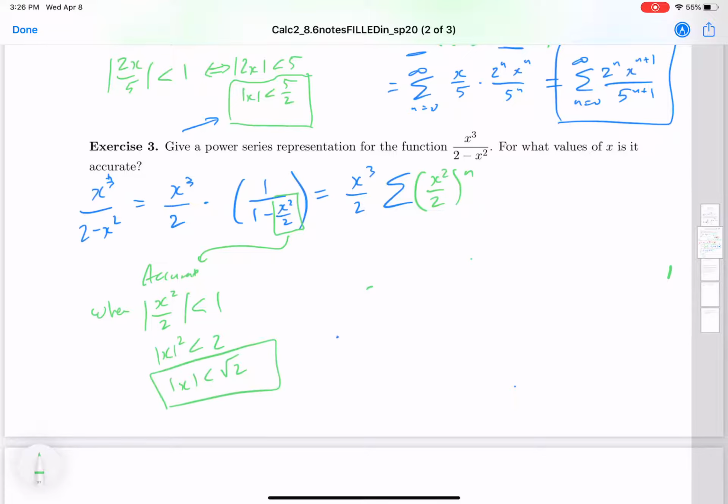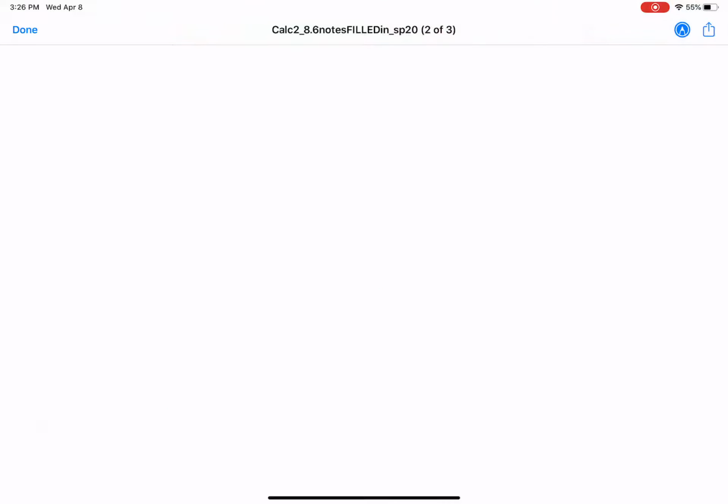And let's finish this off. This is going to be an x cubed over 2. And, whoops, I forgot that I had already written it with the summation. Oh, and this is always n equals 0 to infinity. I bring the x cubed over 2 inside. That x squared to the n is going to go to each of them. So this is going to become an x to the 2n over 2 to the n.